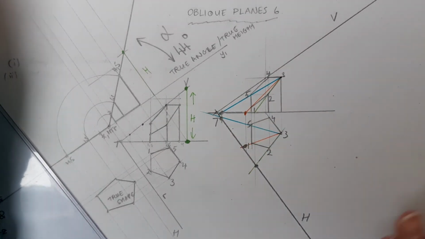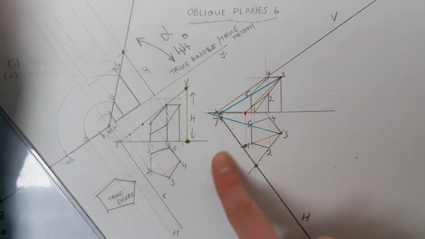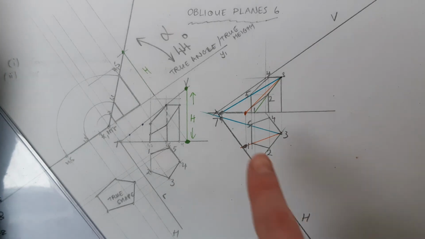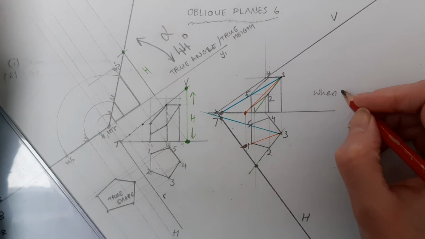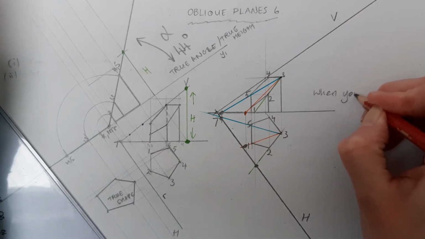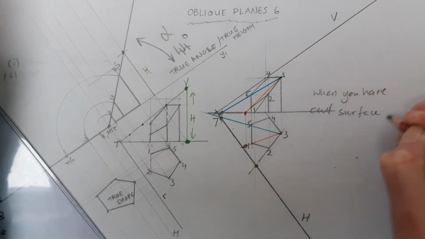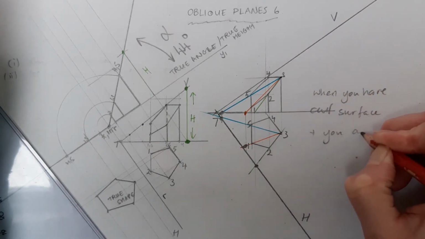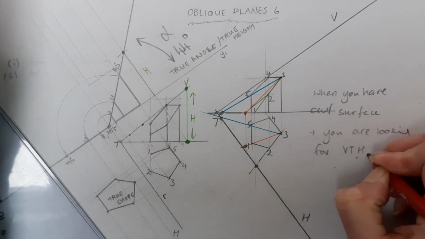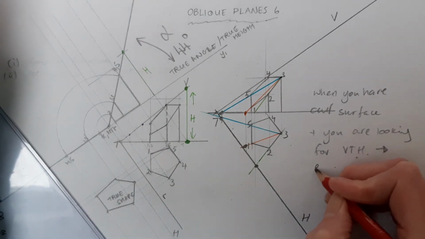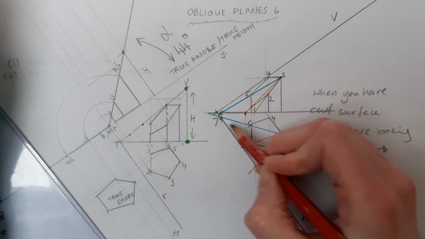What you could do with this then is you could look along this, get the true angle, rebat it around, bring it down, and you get the true shape, like we did with this question. But the biggest learning on this one is when you have the cut surface and you're looking for the VTH. What you do is extend lines on the surface. This is what we did. We extended lines on the surface till they touched the ground and repeated this in plan.